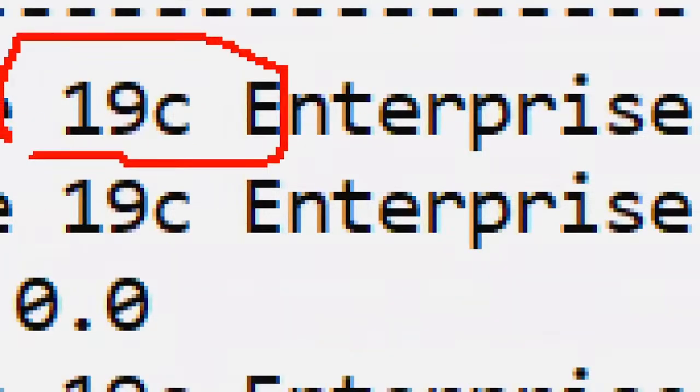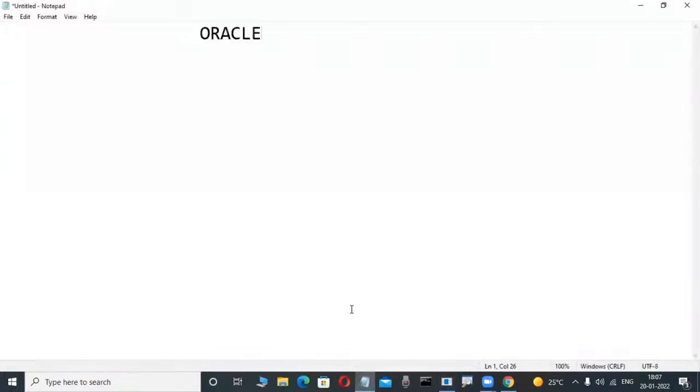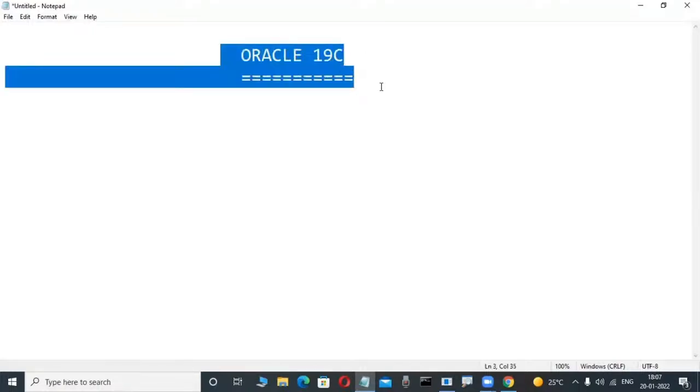C means cloud technology. Cloud computing is there. In the olden days, grid computing was there. Now cloud. What is cloud and all these things we understand. Now this is Oracle 19c. 19c means cloud technology. This is the latest version we are learning in our class.